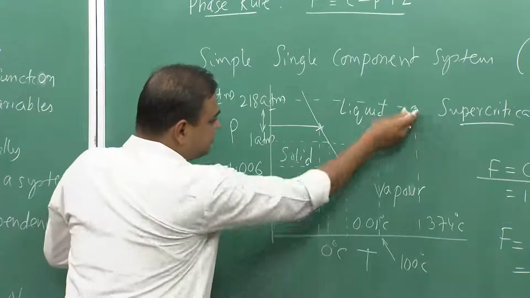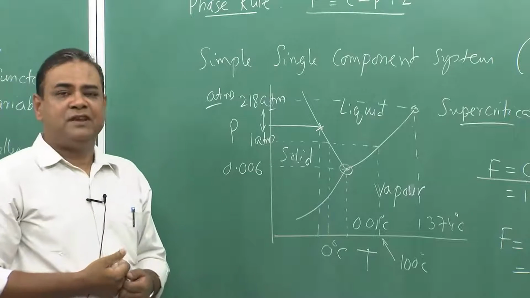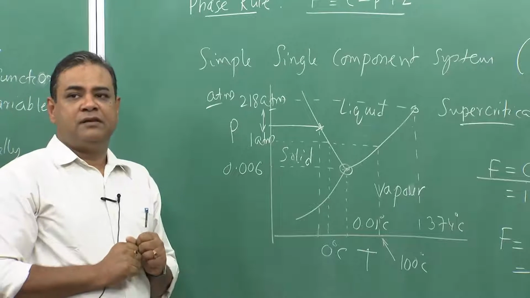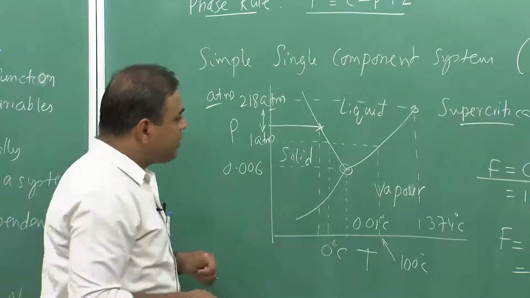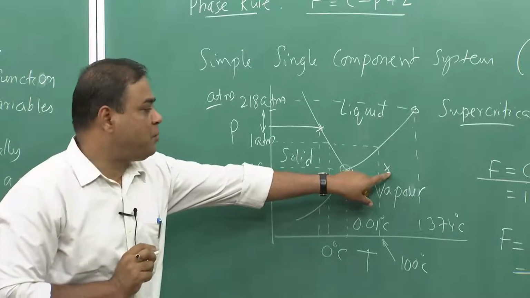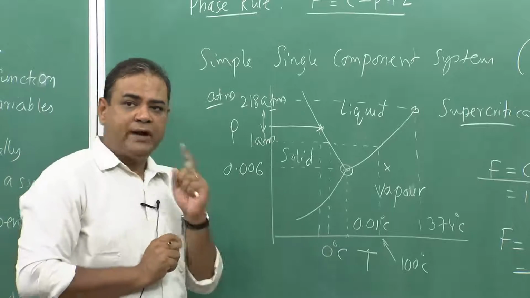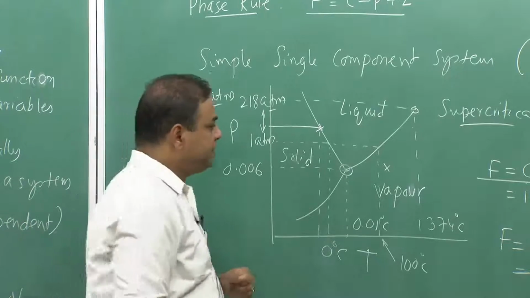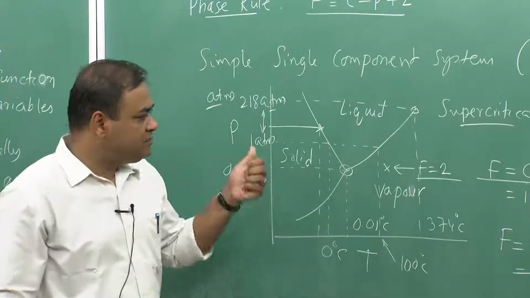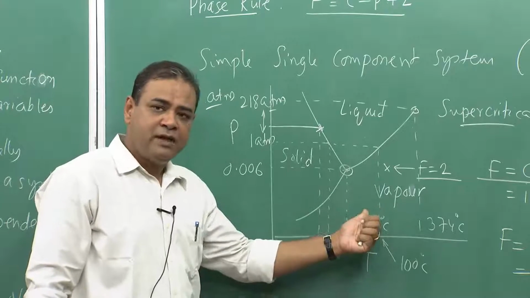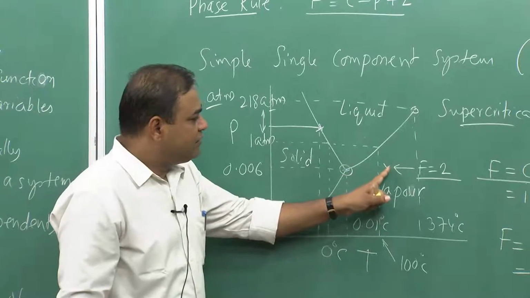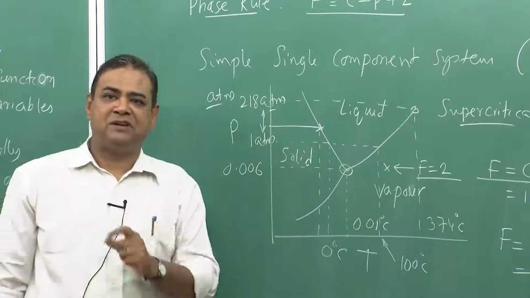Similarly, at any point on this line or on this line, you will see that the number of independent variables would be 1. So, that means one variable can be changed independently. Now, if I try to see what would be the phase rule or the degrees of freedom at this point, there will be one phase, one component. So, the degrees of freedom F at this point would be 2, because C is 1, P is 1, which is the vapor, and that means F becomes 2. So, in order to define this particular point, we need to define pressure and temperature both.